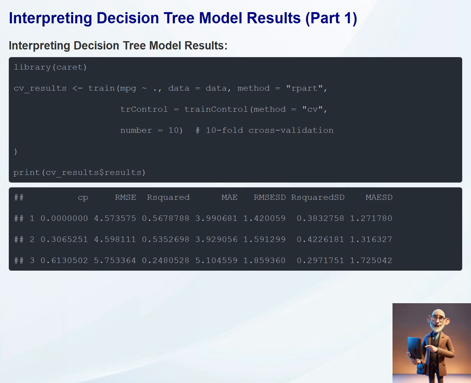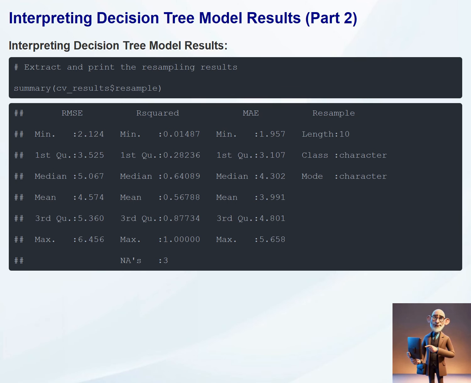These results offer valuable insights into the overall performance of our decision tree model, aiding us in making informed decisions about its suitability for our data set. Moving on to the next step in interpreting our decision tree model results, let's take a closer look at the resampling results. We extract and summarize the resampling results obtained from the cross-validation process. These results include performance metrics such as accuracy, kappa, and root mean square error, RMSE, for each fold. This comprehensive summary aids in assessing the model's consistency across different subsets of the data.